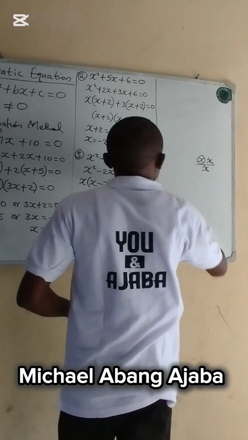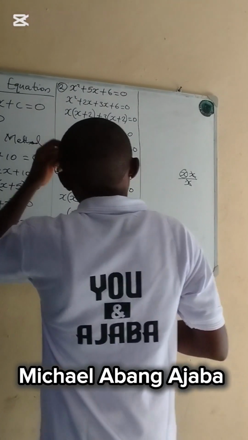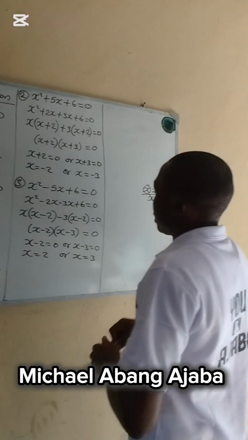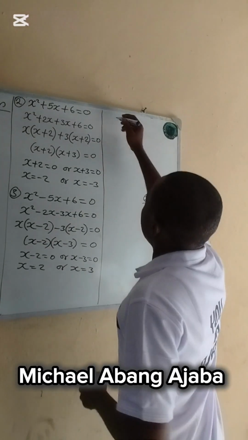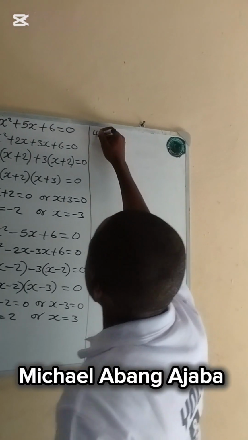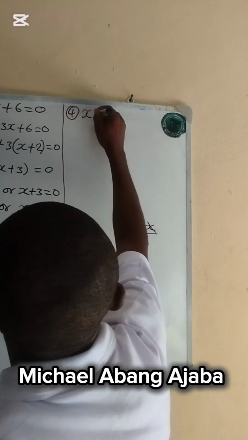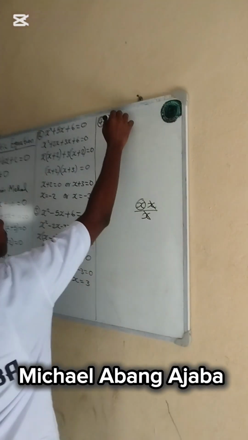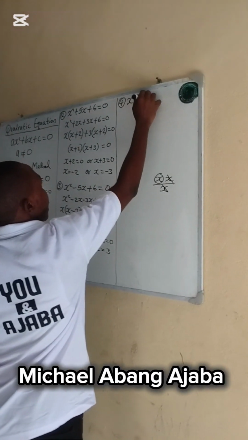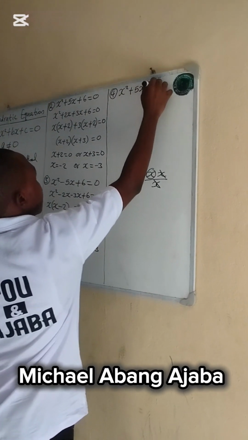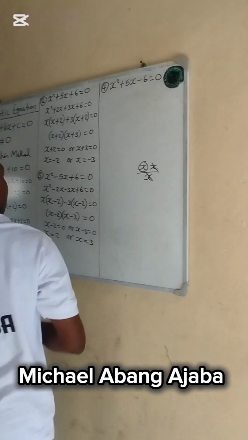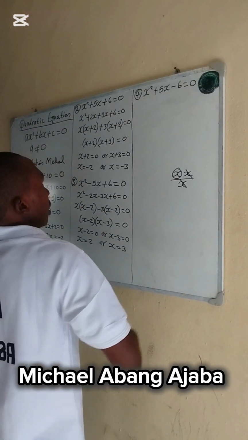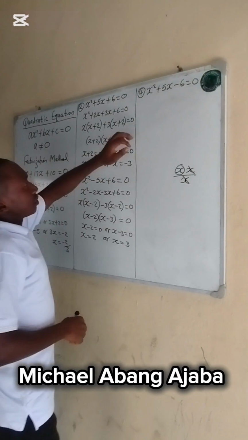Could we consider another example again? In this fourth example now, I want us to consider a situation where the constant term is negative. So we have something like x squared plus 5x minus 6 equal to 0. How do we solve this?